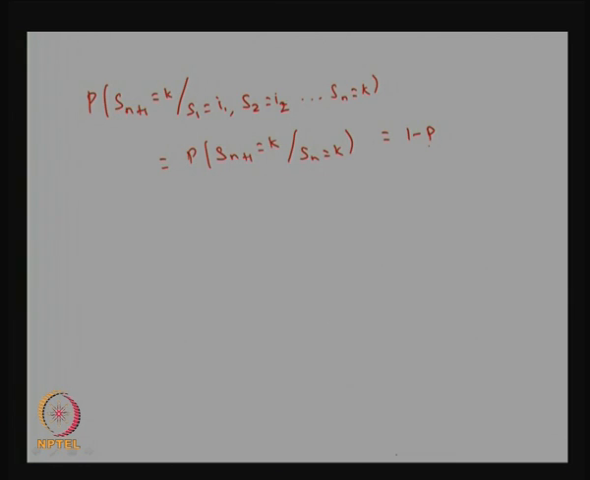That means the probability of the n plus 1th trial, that distribution, given that I know the values till the nth trial, is the same as the distribution of the n plus 1th trial given only the nth distribution, not the earlier distributions. And this property is called a memoryless property.